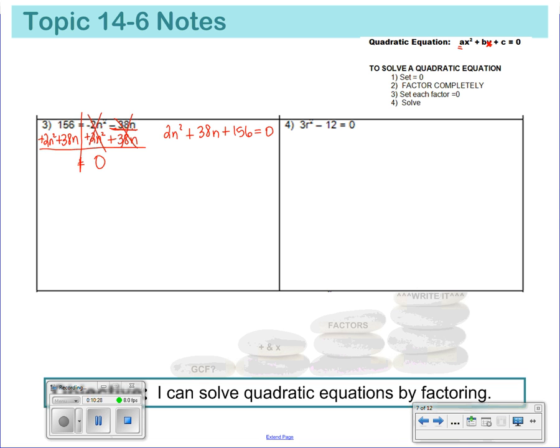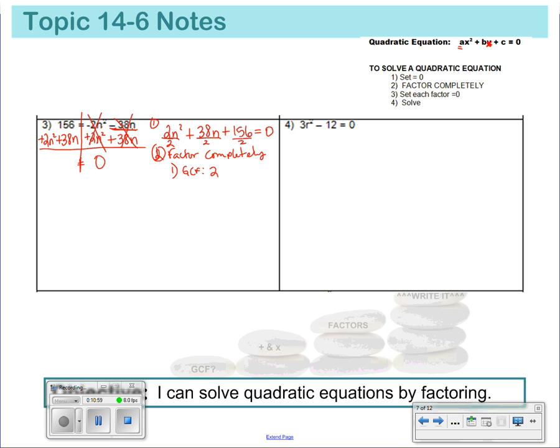So we've taken care of the first step, set it equal to 0. Second step is to factor completely. There are 4 steps to factoring. Let's see, does it have a GCF? I have a number in front of the n squared. It's a 2. Let's check our other numbers. 38 can be divided by 2, and 156 can be divided by 2. So 2 is a GCF.